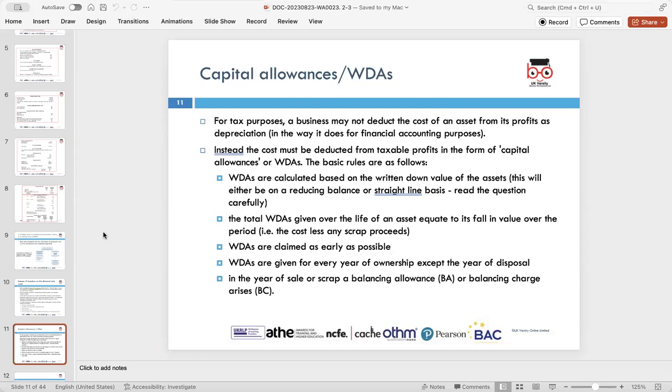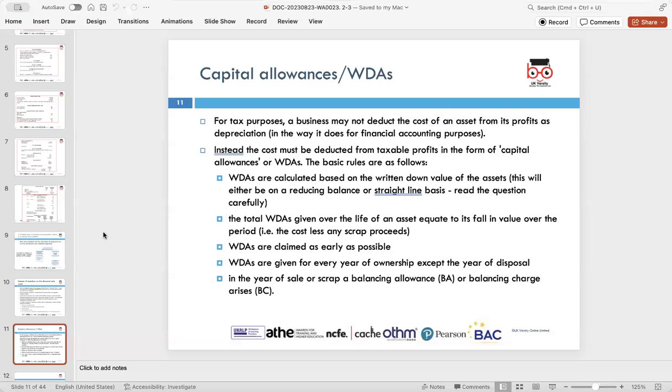Businesses should aim to claim WDA as early as possible to maximize their tax relief and reduce their taxable profits. WDA are typically claimed for every year of ownership of the asset, except for the year of disposal. This means that businesses can benefit from tax relief on the asset's depreciation each year until it's sold or scrapped.